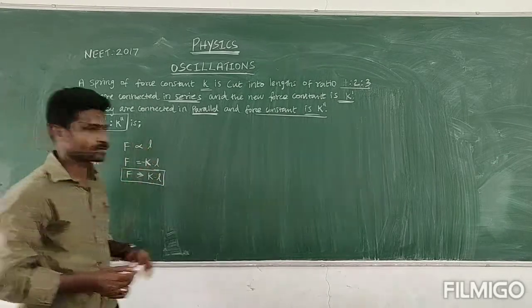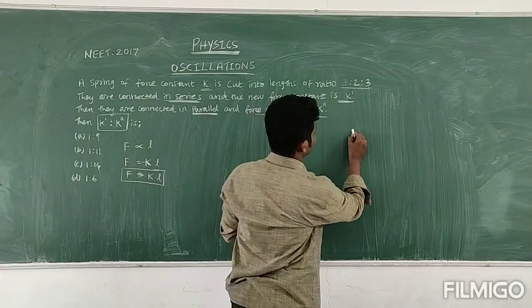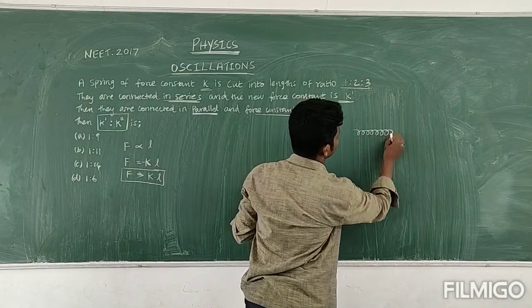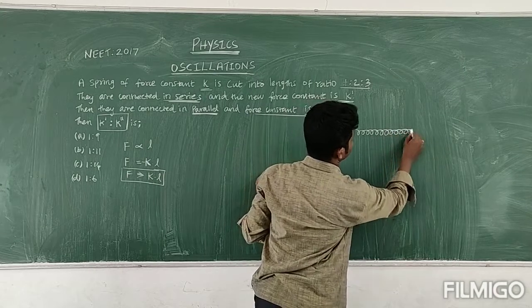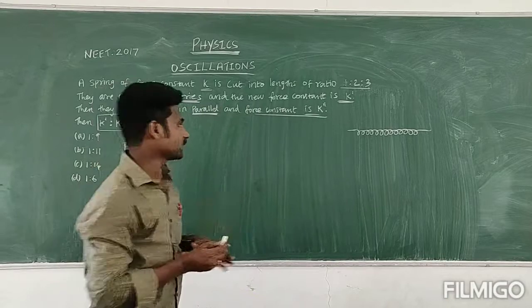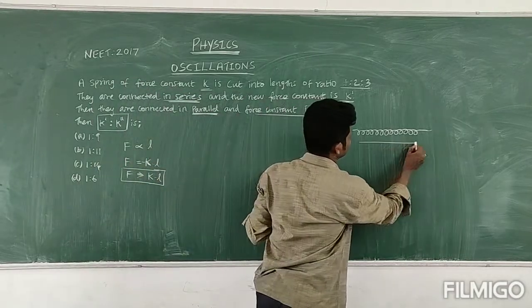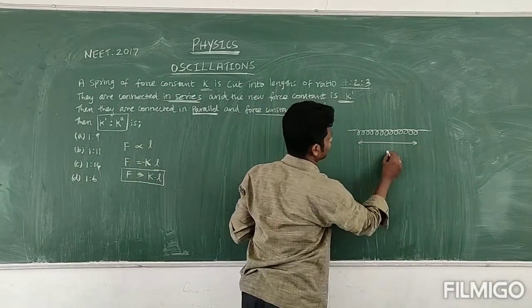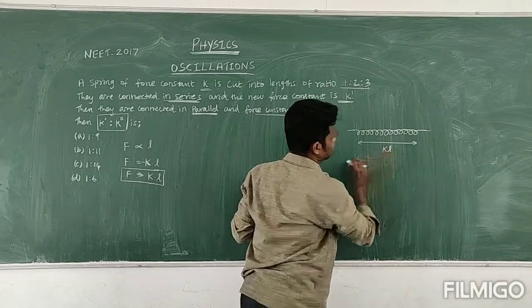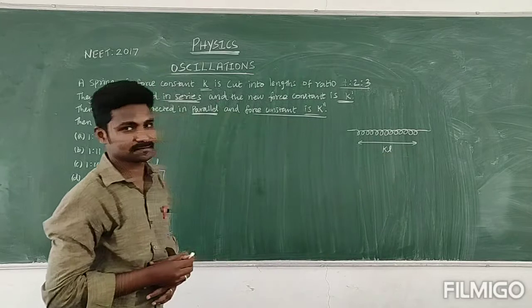So now let's take one spring. This is the spring. In this spring, the length of the spring is L, and its spring constant is K. So KL is the force acting on the spring.